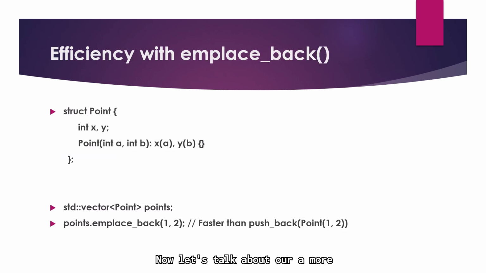Now let's talk about a more efficient alternative to push_back, emplace_back. Imagine you are using a custom type like a Point struct with x and y values. When you use push_back(Point(1, 2)), a temporary object is created, then moved or copied into the vector. But with emplace_back(1, 2), the object is constructed directly in the memory of the vector. No temporary object, no extra copy. This subtle difference becomes a big win in performance critical code, especially in loops or large datasets. Always prefer emplace_back when dealing with user-defined types.